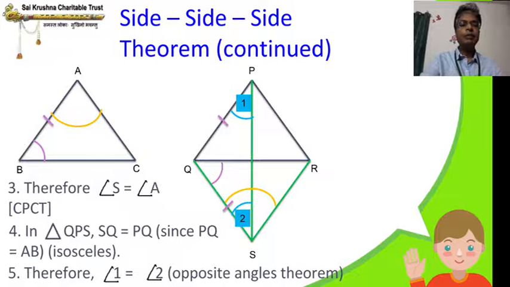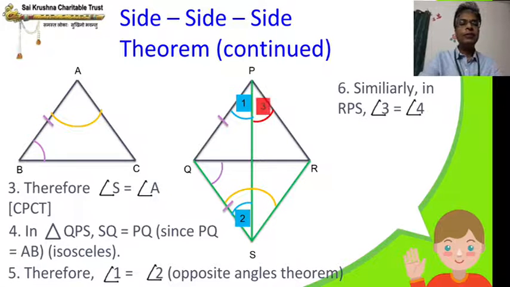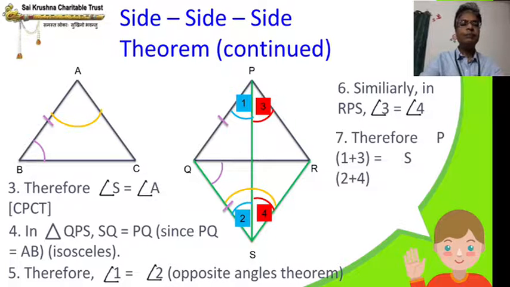Now I will continue with the picture, with the mentioning in the diagram. Similarly, angle 3 equal to angle 4. So I am putting in red. Yes. Now think about the next step, what we can do. Some of you would have got it. Let me see. Therefore, angle P equal to angle S.